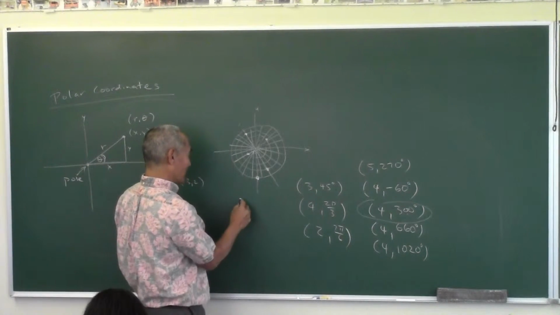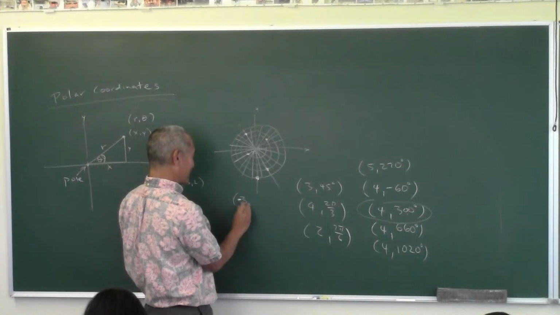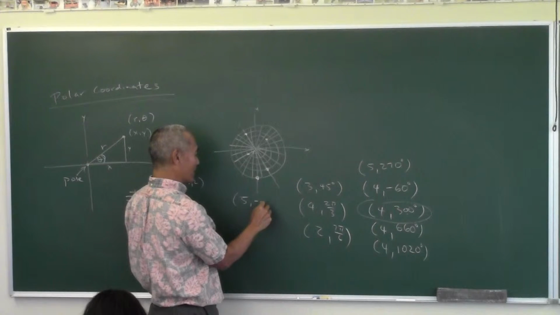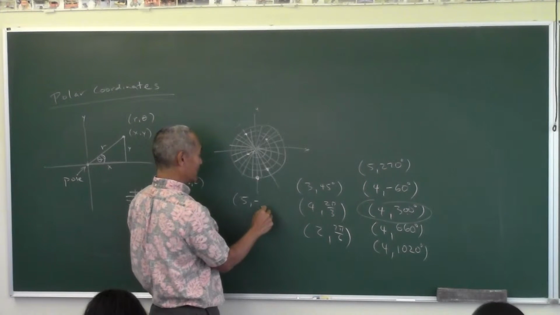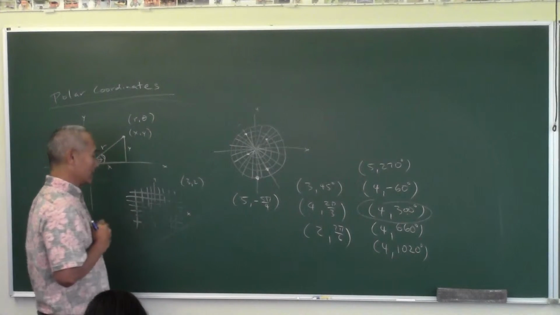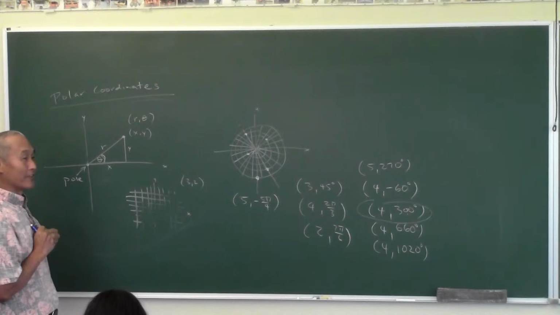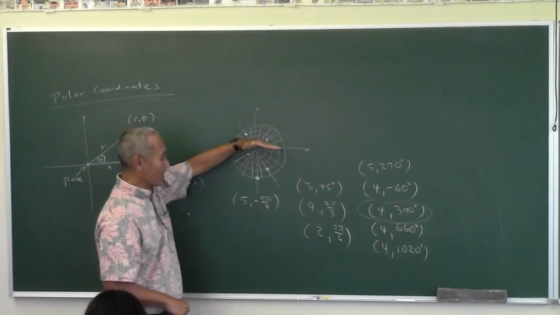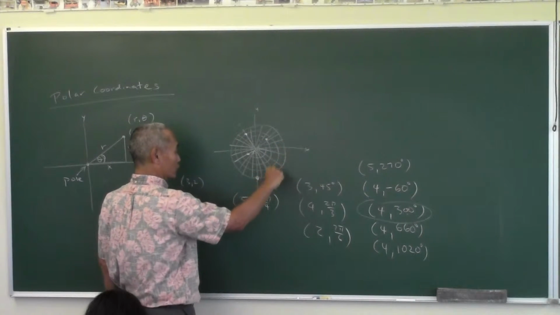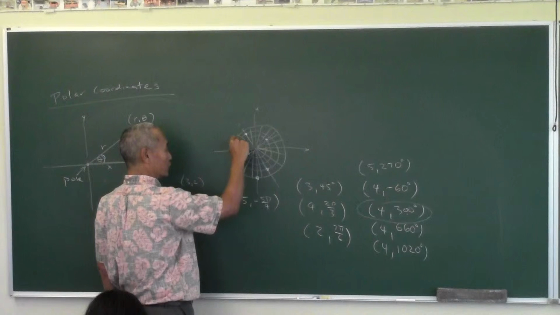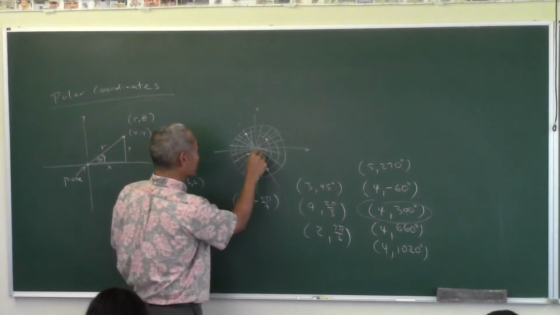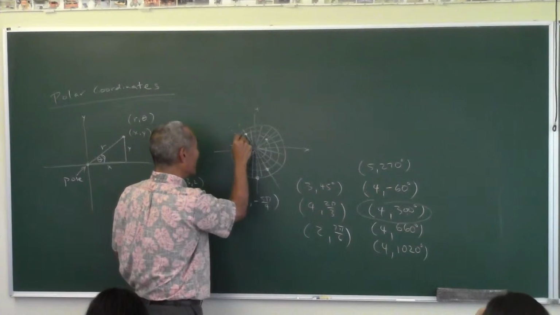What about 5, negative, let's do some radians. Negative 5 pi over 4. Okay, measure off an angle of negative 5 pi over 4. That means from here, you have to go 5 pi over 4 clockwise. So, is it right here? Yeah. Right there. And then you go 5 units from the origin. So, 1, 2, 3, 4, 5.